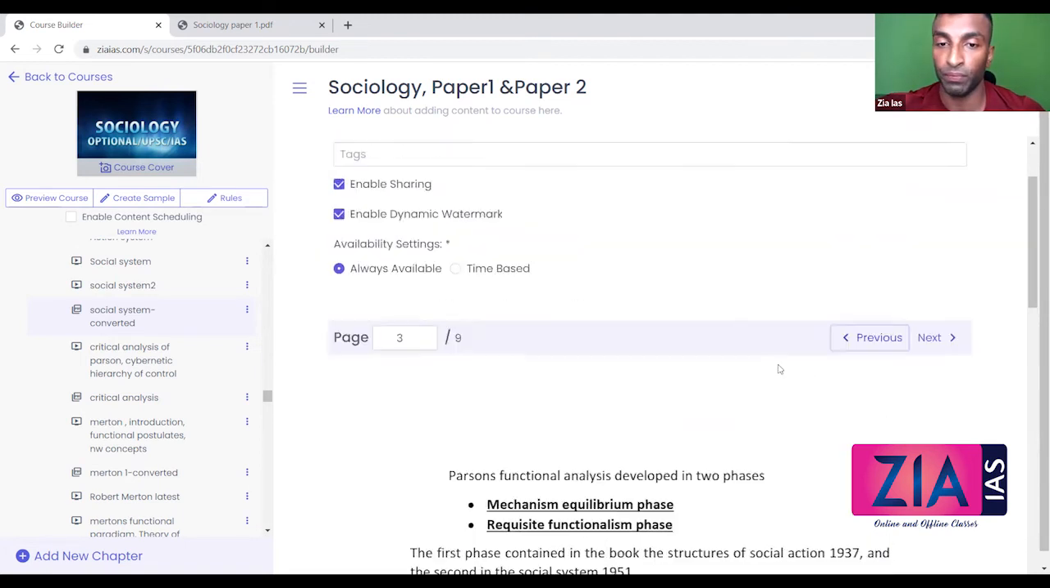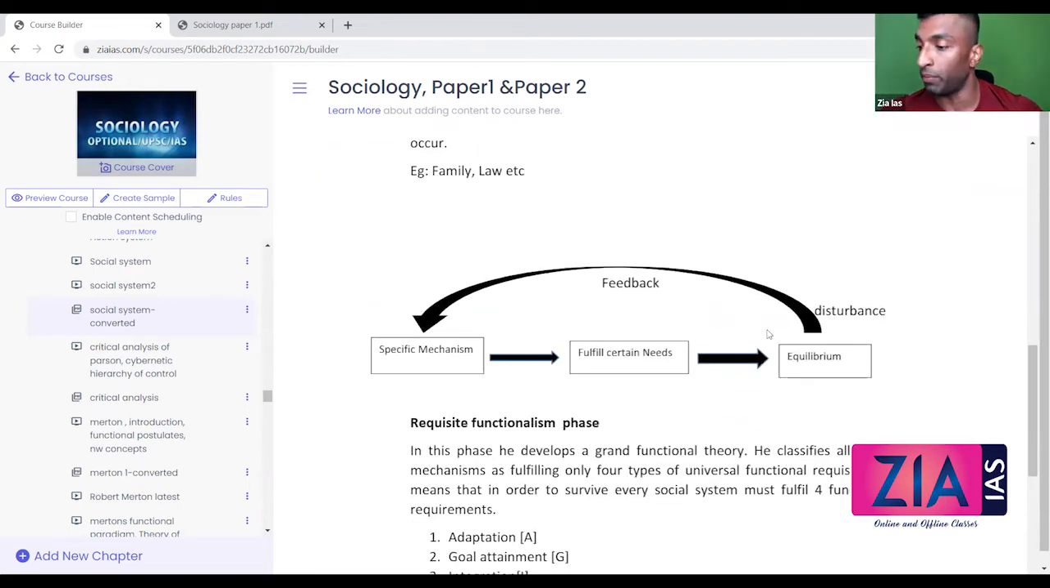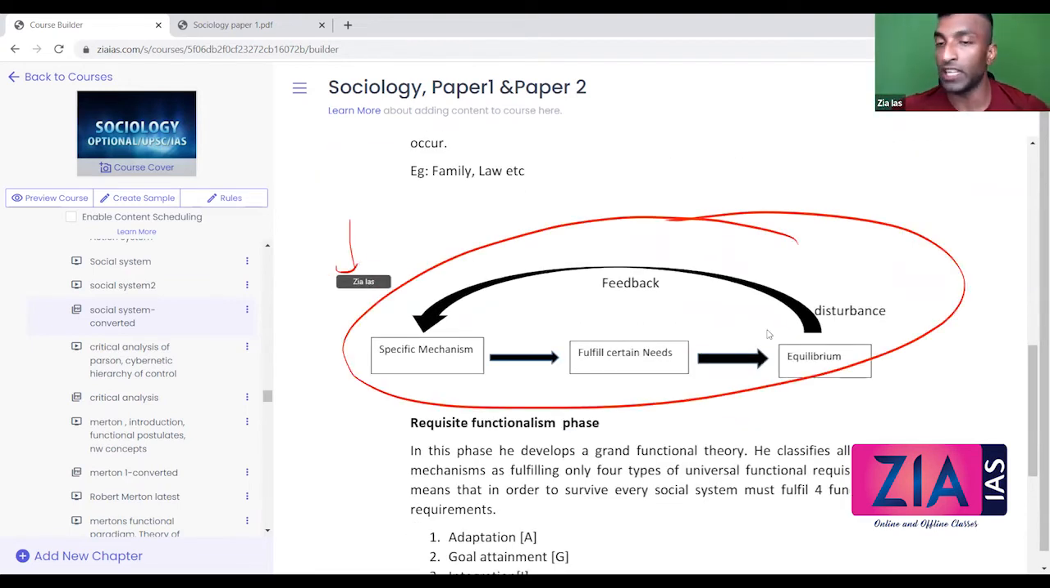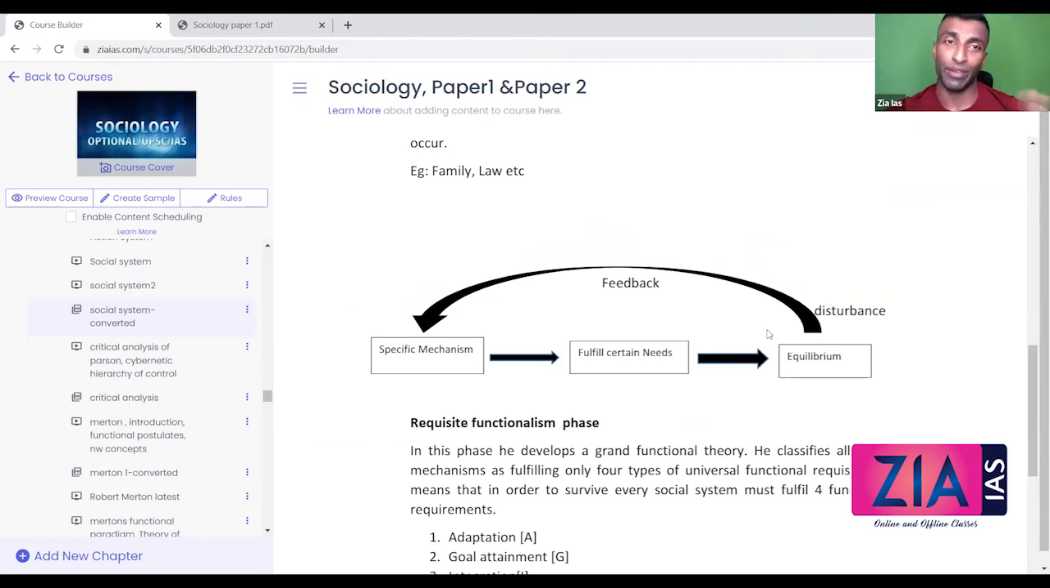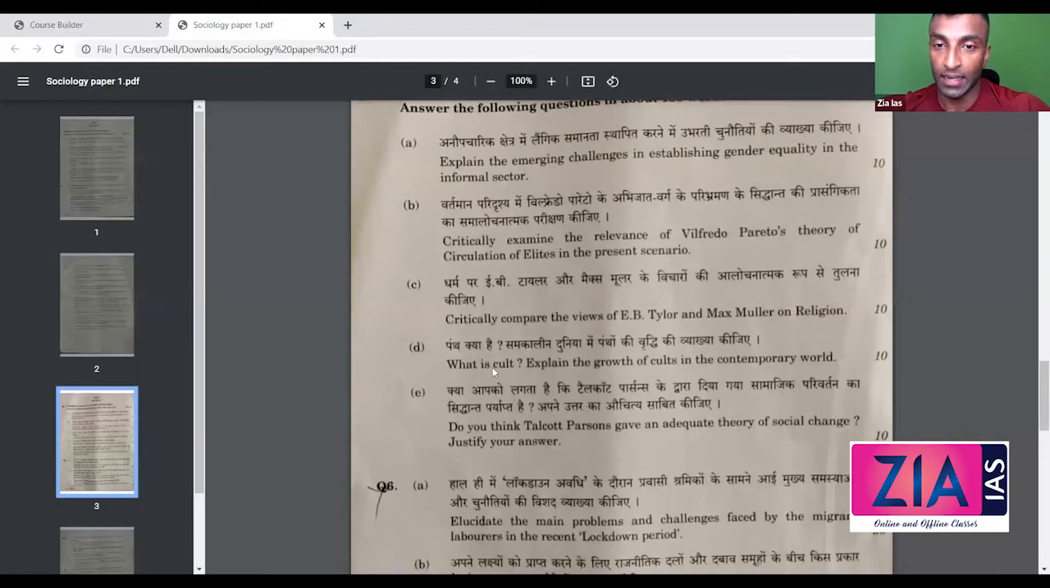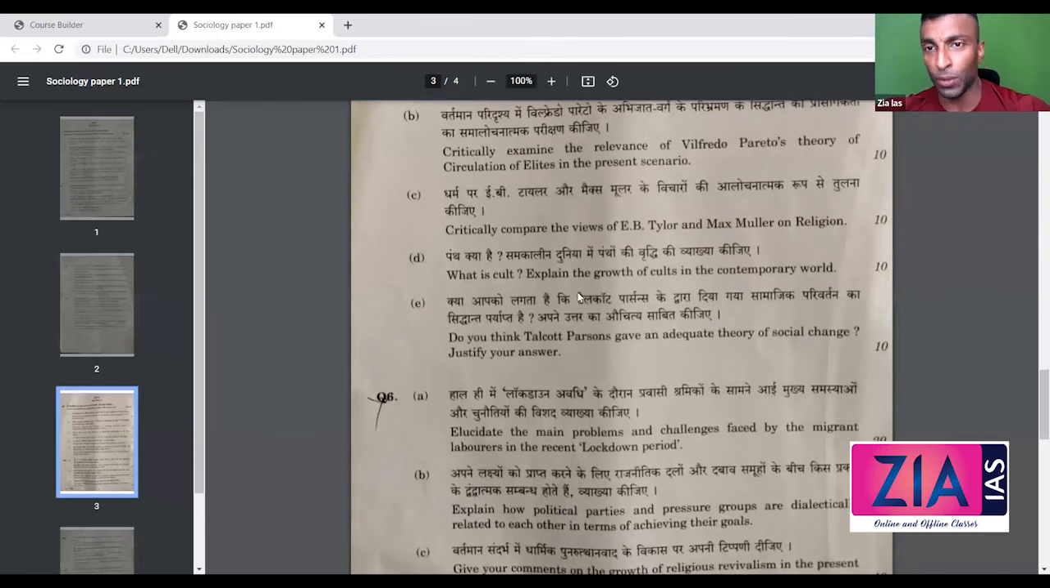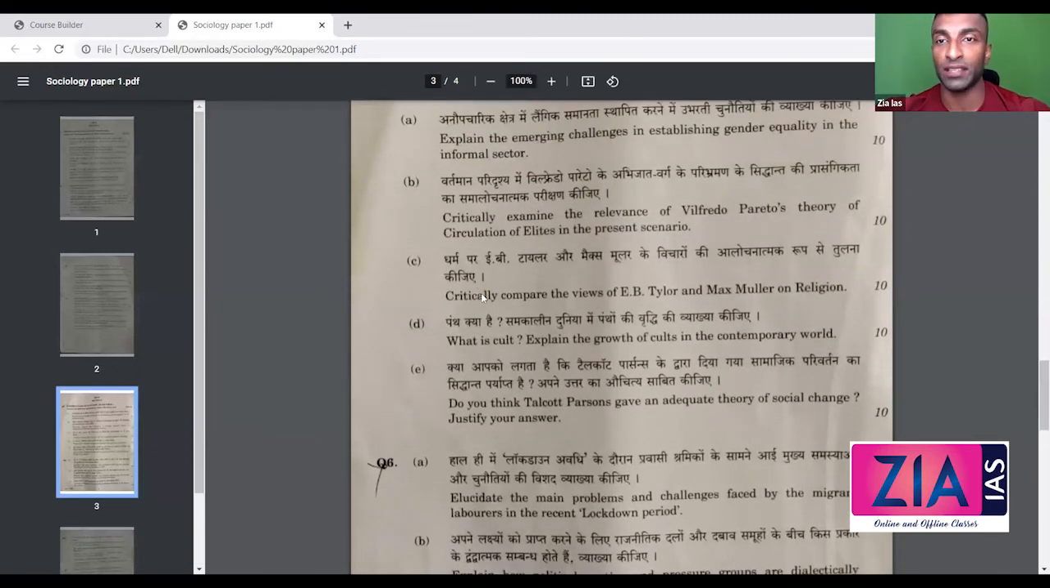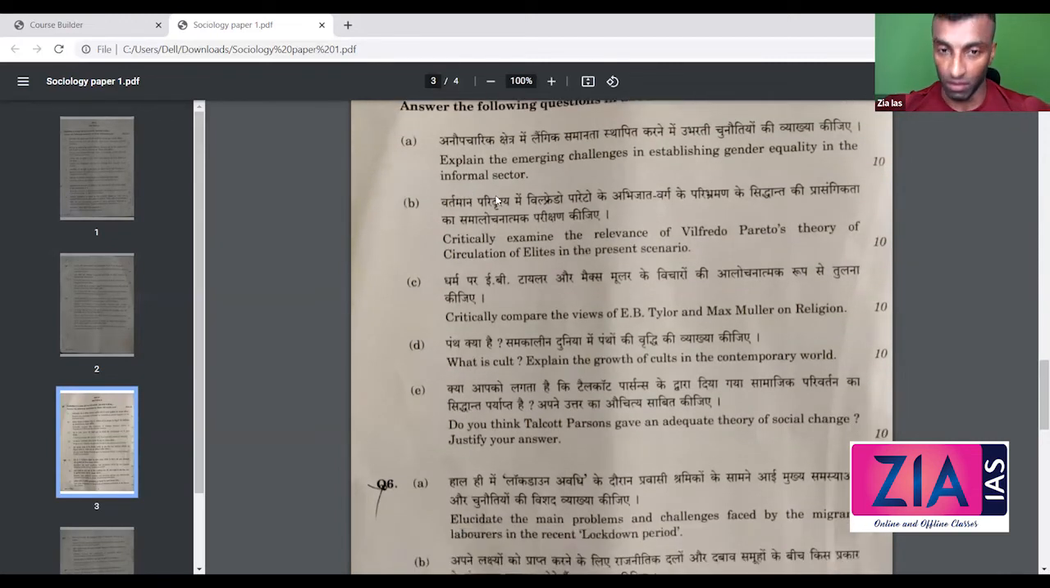Through this moving equilibrium. So you need to explain social change by using these two, right? This is the concept of social change. Whether it is adequate or not, we have to take a stand and explain it. It's a pretty simple question. Every question in this section is very, very easy. I don't find any problem with any of the choices.